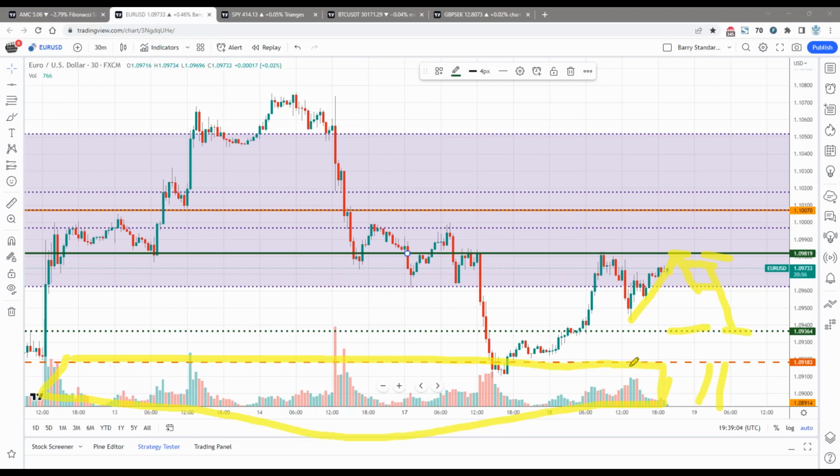Now we have liquidity, we have volume, we have our support and resistance, we have our chart patterns. Now, let me just clean this up a little bit here a second.